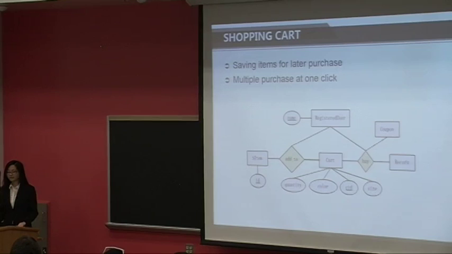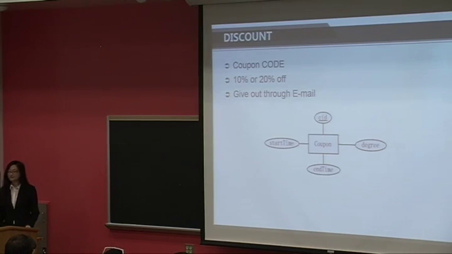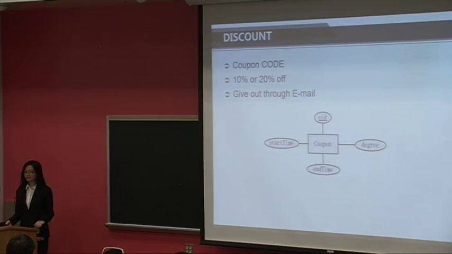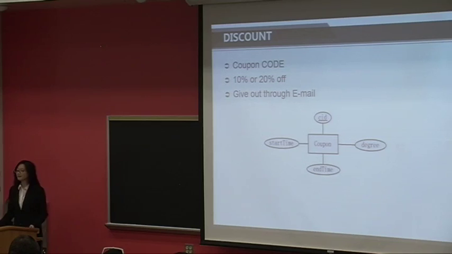And the last function is the discount. We'll generate coupon codes by the program, and the code will be given to specific users through email, and it will usually be 10% or 20% off, and they can apply it when purchasing stuff.